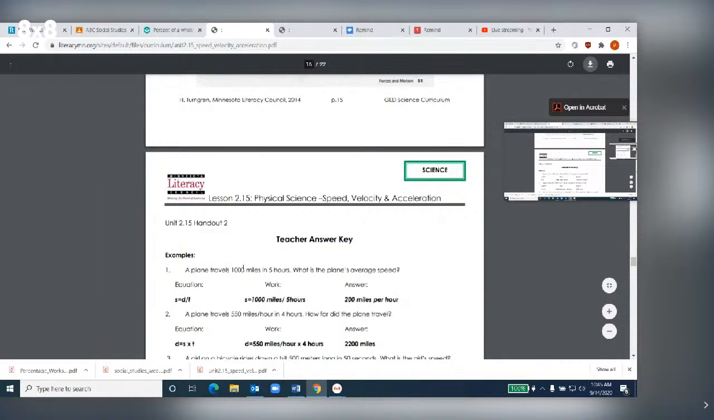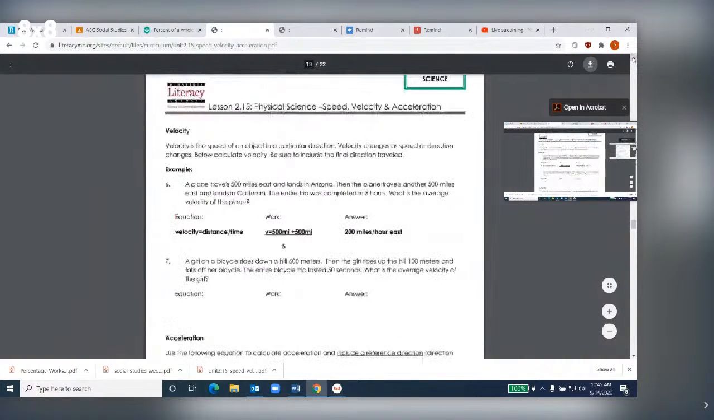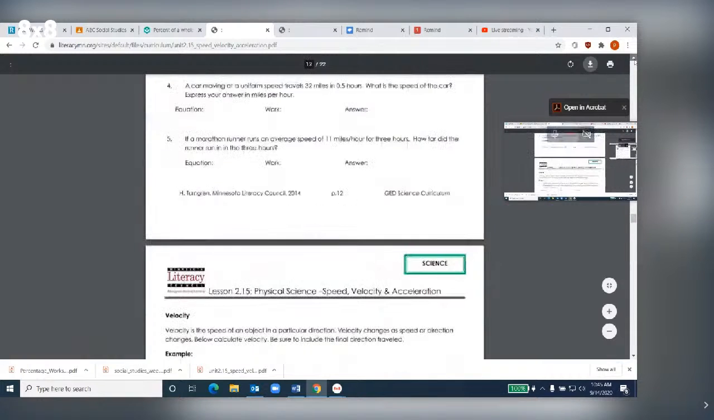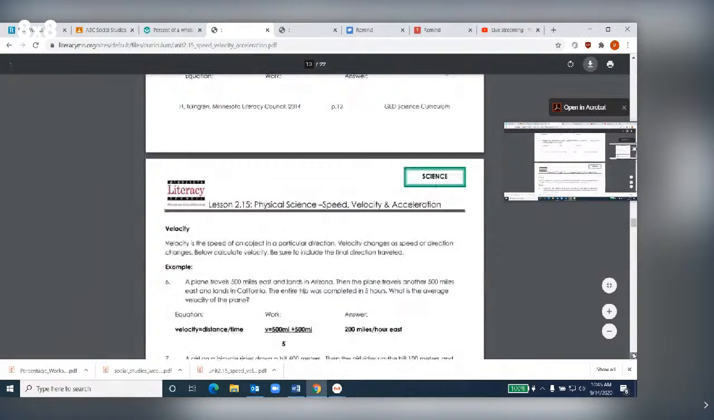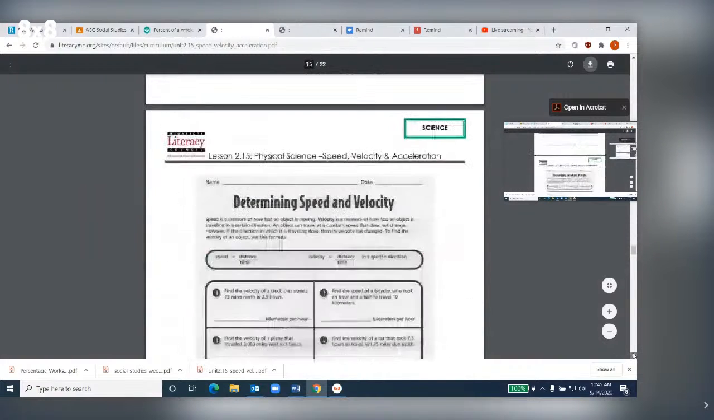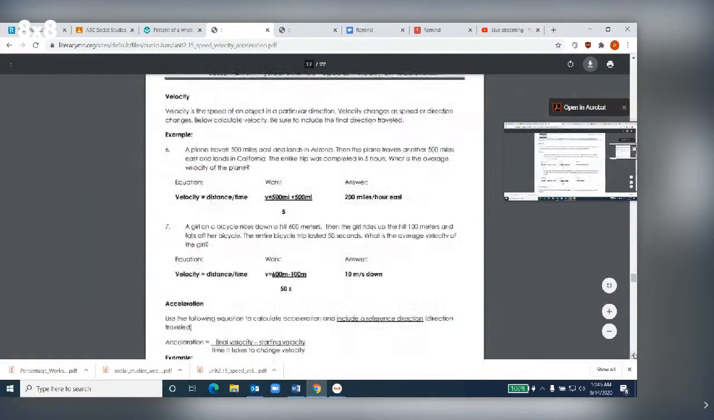So this is a plane travels 100 miles in 5 hours. What's the plane's average speed? It's 200 miles an hour. And that goes back up to that first one we did. Oh, one more up, I'm sorry. Right here, see, 100 miles in 5 hours. It gave you the answer. The first two, they give you the answer. And then down here at the bottom are all the answers. So you can try them on your own, then go ahead and check them right here.